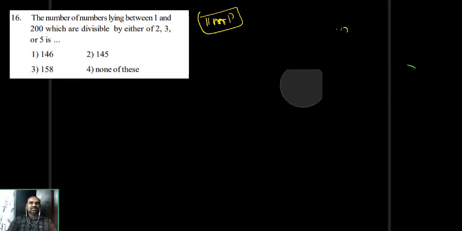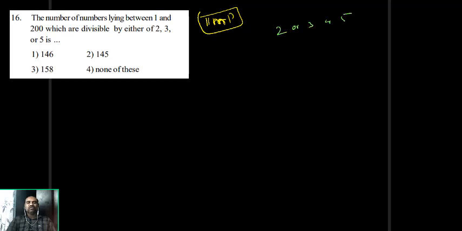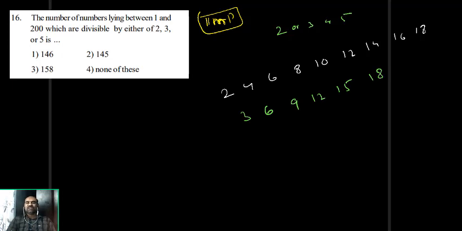For example, again I will say the question. Find the number of numbers which are divisible by either 2 or 3 or 5 below 20. So first of all, multiples of 2 I will write: 2, 4, 6, 8, 10, 12, 14, 16, 18. Then multiples of 3: 3, 6, 9, 12, 15, 18. After that multiples of 5: 5, 10, 15. That's all.